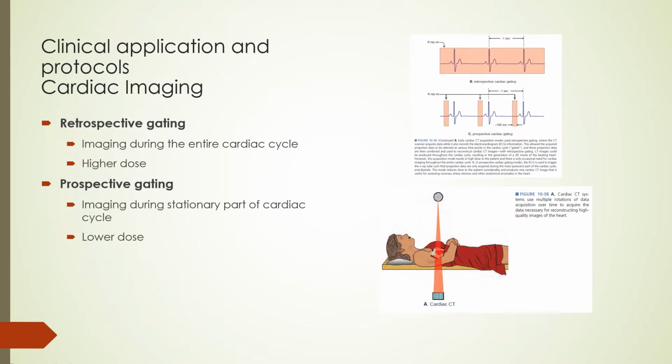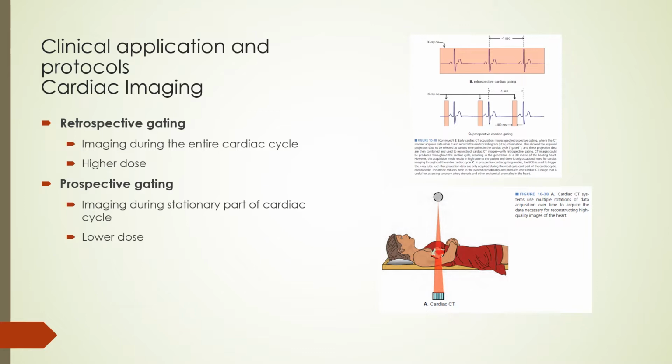When dynamic images of the moving heart are not required, prospective imaging can be used. With prospective gating, the ECG triggers the X-ray tube to acquire data only during the end diastolic period of the cardiac cycle. This is the point in the cardiac cycle where the heart is most stationary.